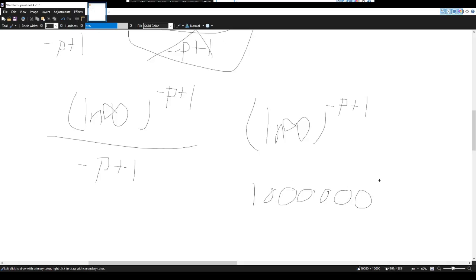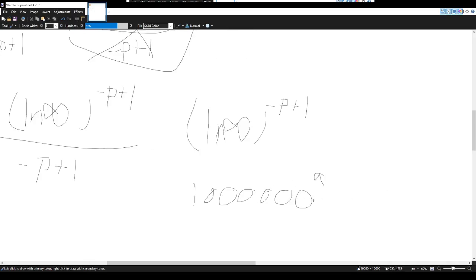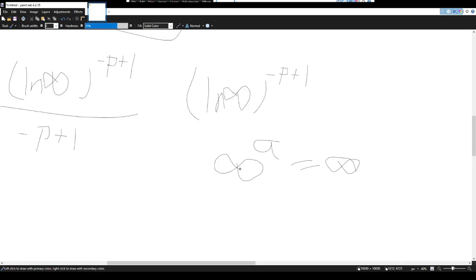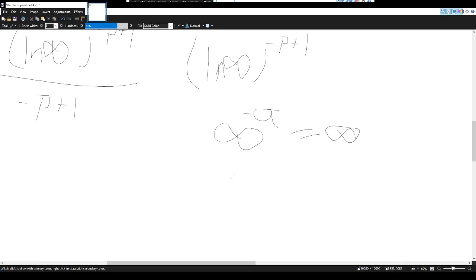Now this to an exponent, let's call the exponent a, that's just going to keep being really big, right? Actually, it's probably better to just call this infinity. Infinity to any power is just going to be infinity. It's just going to keep going to infinity. But if we have this as a negative a, then that's actually 1 over infinity to the a, which is going to approach 0.